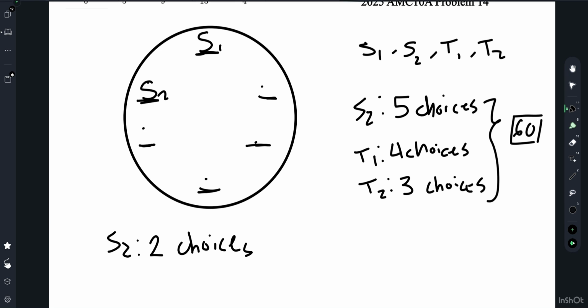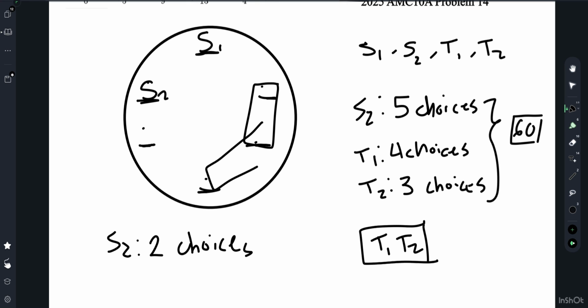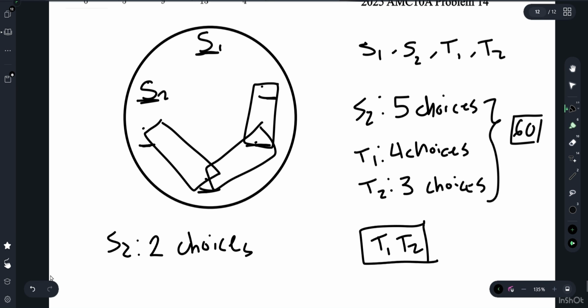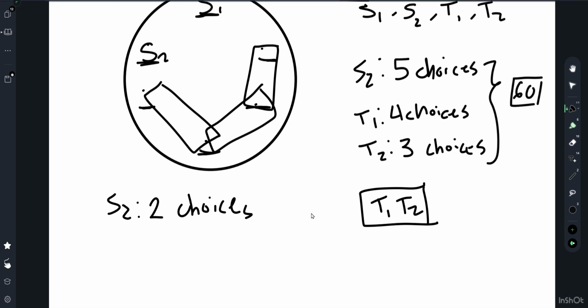Now we want to find how many ways S1 and S2 can sit together. Well, this is kind of tricky, but one way we can think about this is let's make sure T1 and T2 always sit together. So let's consider T1 and T2 as a big block. So we can either sit the block here, here, or here in order for them to be next to each other. So there are 3 ways. So T1 and T2, there are 3 ways.